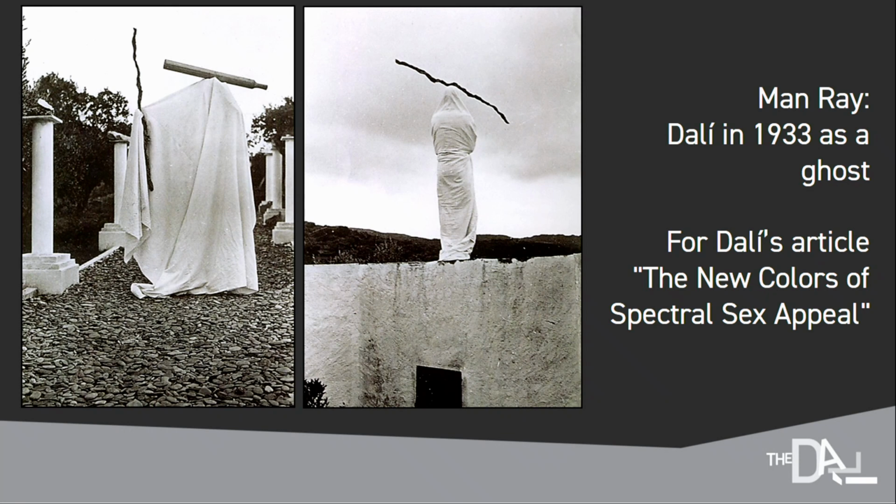He's shrouded in different types of sheets. He's balancing curious things on his head. He has become both, what we'll discover, both a phantom, and he also has a spectral quality to his presentation, which both are very strange ideas right away. But the article was called The New Colors of Spectral Sex Appeal. And so the idea is that there are 2 types of ghosts. One of them is a little bit sexier, and that's going to dominate Dalí's paintings moving forward. So he's preparing us for this.